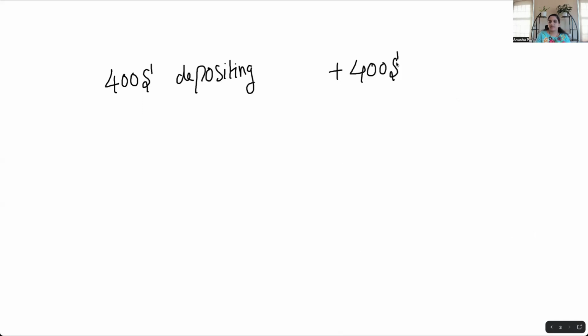And for example, if you're depositing $400 in your bank, you're saving. So it has some positive sense, right? If you're depositing $400 in a bank account, that has a positive sense. You'll represent it as +$400.